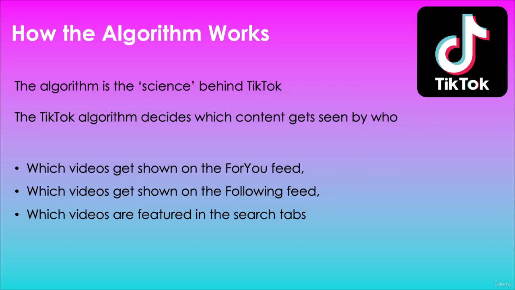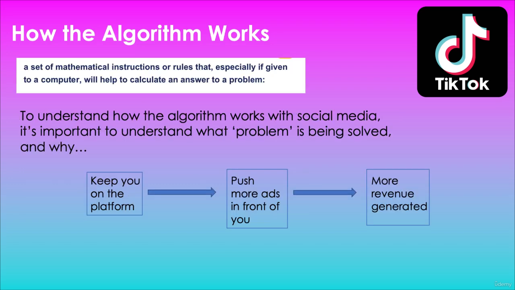So the algorithm is basically the science behind TikTok and its content. The TikTok algorithm decides which content gets seen by who. Every single time a person opens the app, the algorithm instantly combs through all available content and decides which posts get shown on the For You page and which videos are featured in the search tabs.